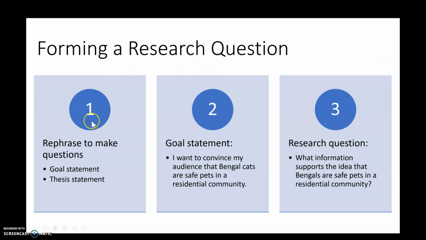So how do you form a research question? Well, you rephrase your goal statement or your thesis statement, your purpose statement, to make questions. So if your goal statement was, I want to convince audiences that Bengal cats are safe in residential communities, then my research question might be what information supports the idea that Bengals are safe pets in residential communities.